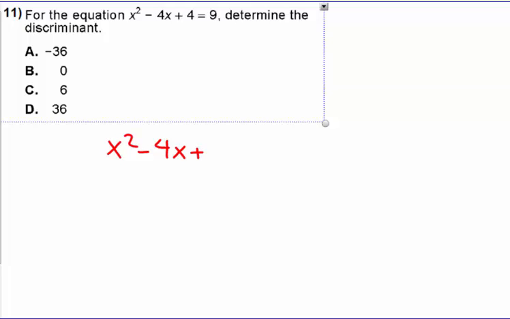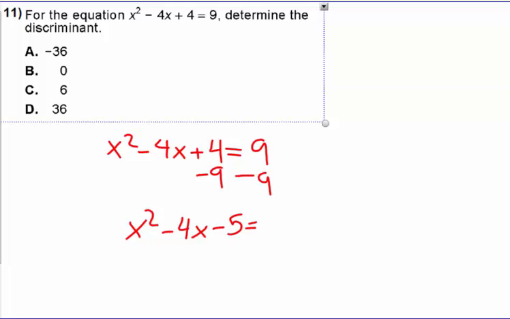Alright, so with this one, to check the value of the discriminant, you've got to make sure it's equal to 0. So we subtract 9 from both sides, and then we can just do b squared minus 4ac. And remember, if it's negative, complex solutions. If it's 0, 1 solution. If it's positive, 2 real solutions. So with this one, we would get that the value is 36.